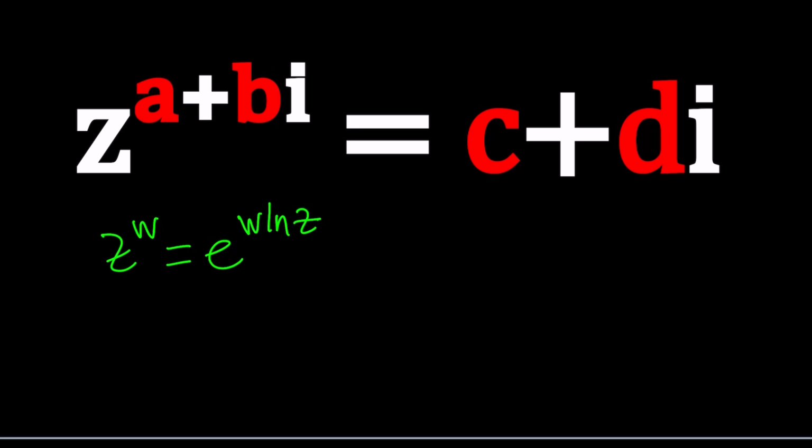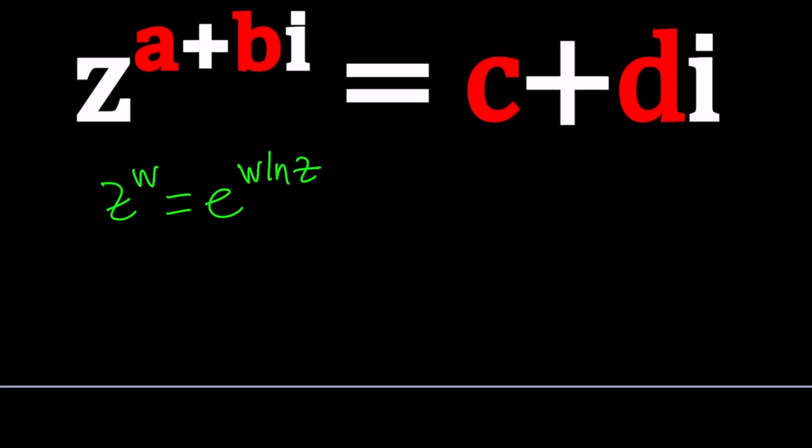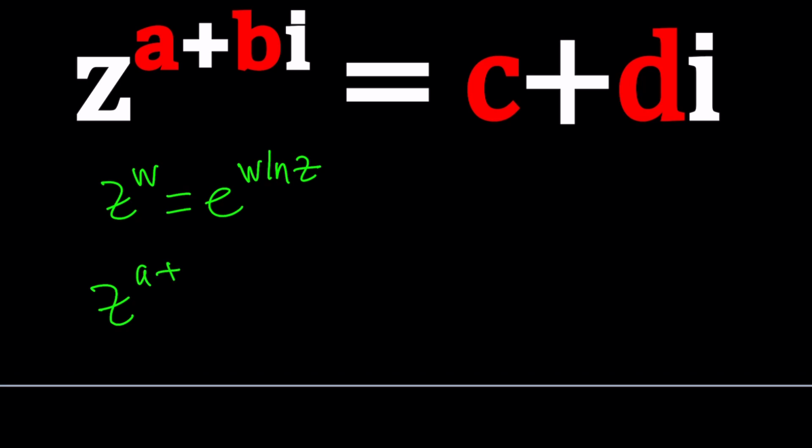Why did I say I made a post? Because that post is actually concerned with the stuff that we're going to use. I'll tell you when we get there. So let's go ahead and apply it to z to the power a plus bi. Remember, we're solving for z. Always keep that in mind. So z to the power a plus bi from here is going to be e to the power a plus bi times ln z, right? a plus bi, and then that'll be multiplied by ln z.